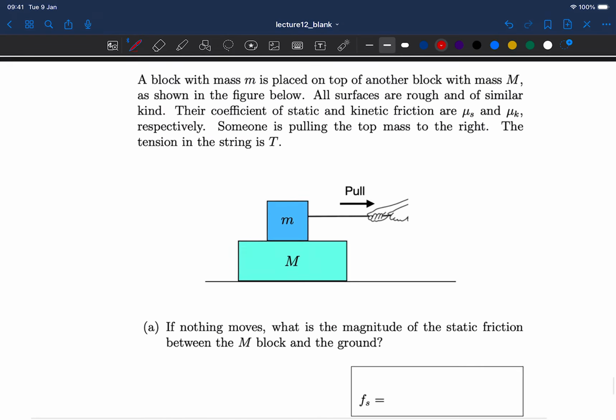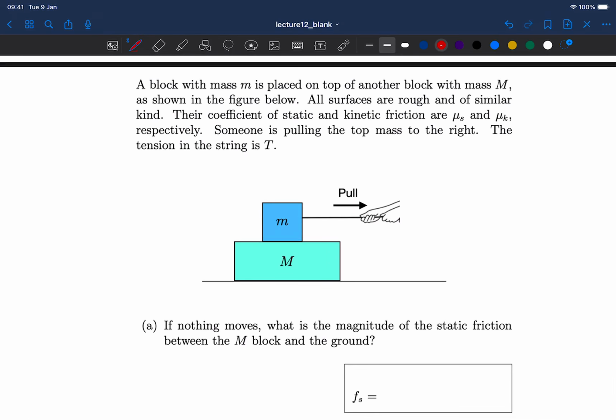So we have a block on another block. The smaller block is small m, the bigger one is big M. All surfaces are rough and of similar kind. So the coefficients for static and kinetic friction are mu s and mu k. And someone is pulling the top mass to the right with tension T, going to the right.